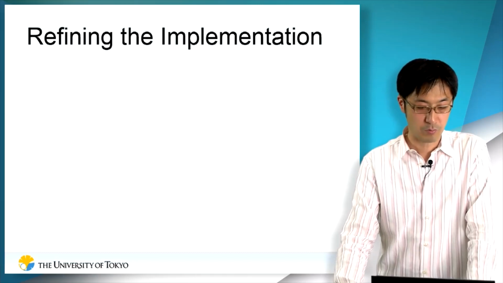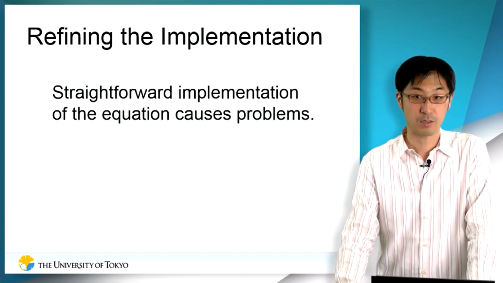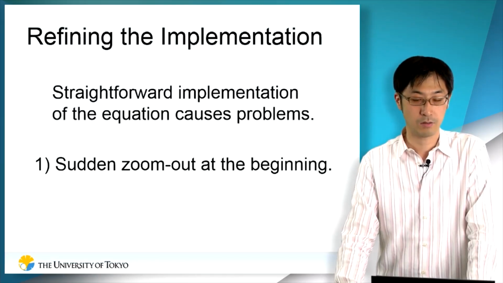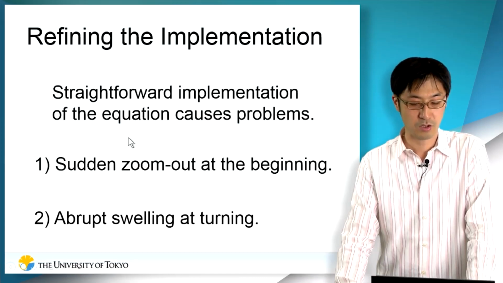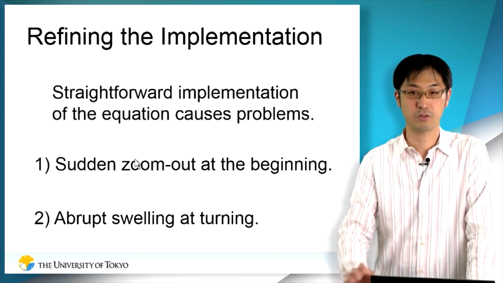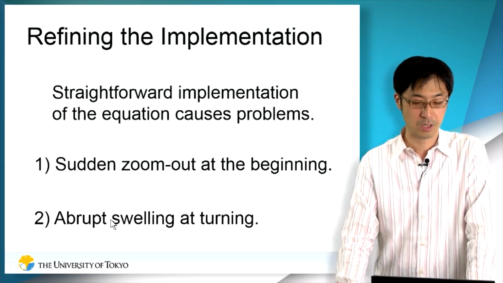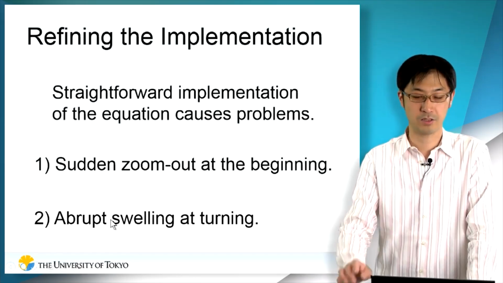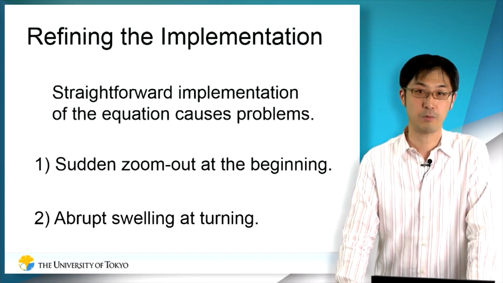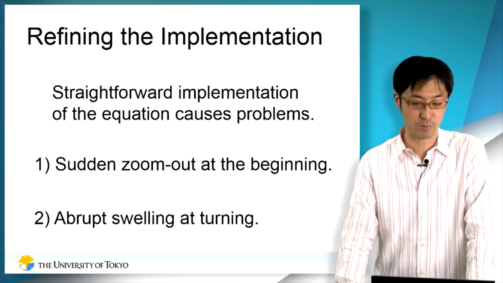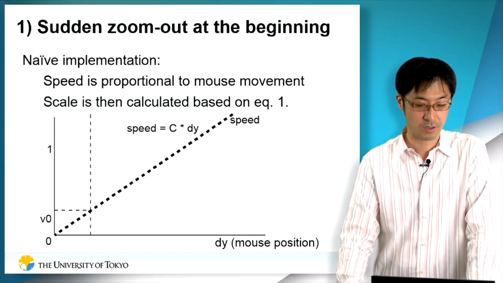However, this naive implementation has some problems. There are two problems: sudden zoom out at the beginning of scrolling, and also abrupt swelling when turning directions. Let me describe them one by one. The first one is sudden zoom out. So let me describe it here.